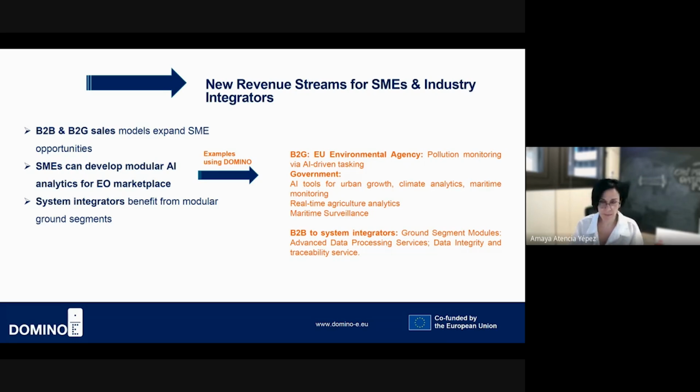So my final takeaway is that SMEs and startups should focus on AI-driven EO services, multi-mission and automated analytics solutions for Earth observation final users, and exploit business-to-business partnerships and the EO funding mechanisms in order to develop these services and solutions that will benefit from the standards, the federation and interoperability provided by the DominoE architecture and concept. So with this, I finish my presentation.